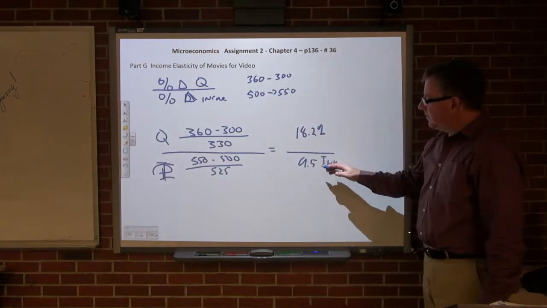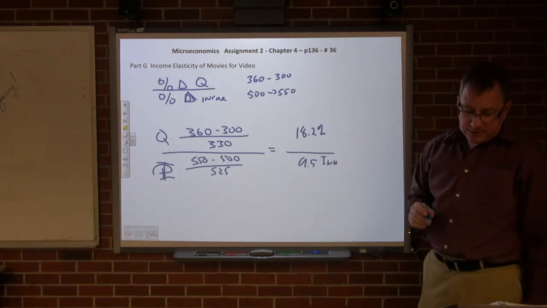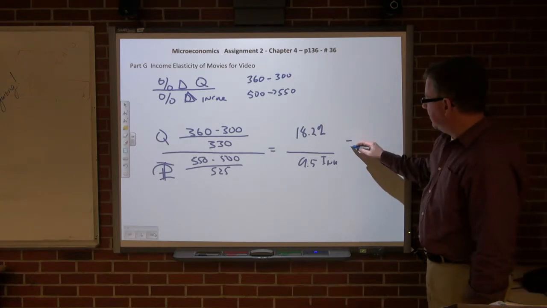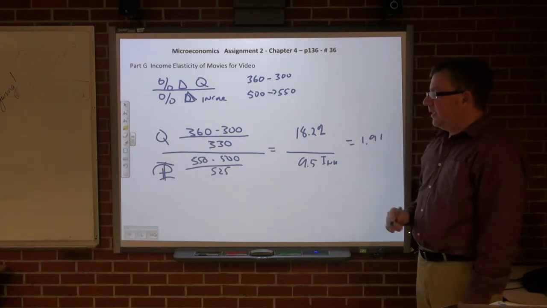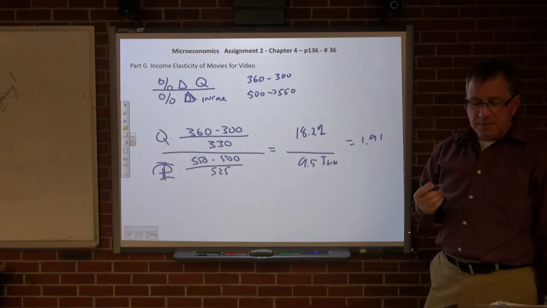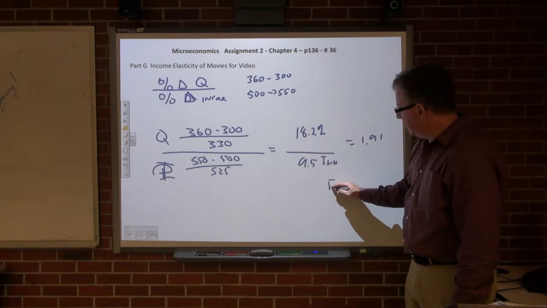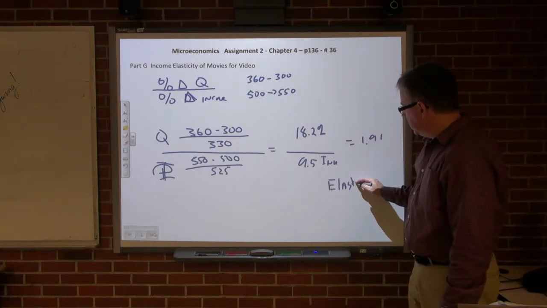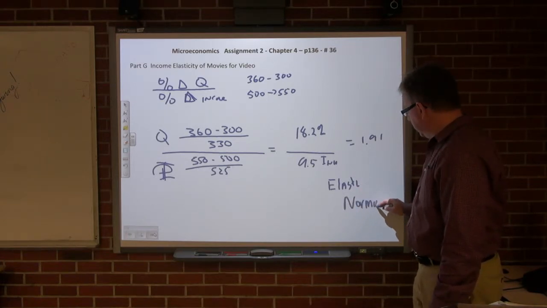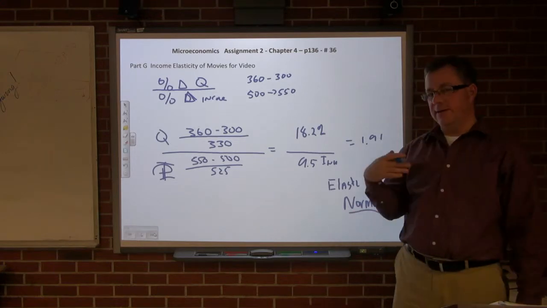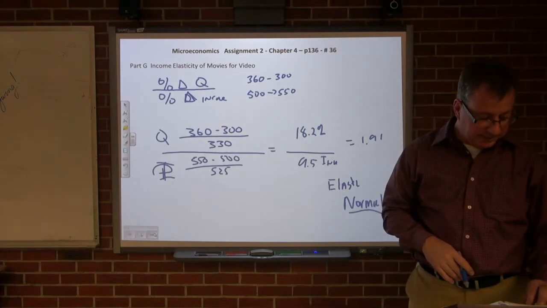So we had a relatively small change in income versus the quantity. So we must conclude from that it's a positive elasticity of the income, which means that we buy more of it. And when we buy more of it, we say that this is an elastic good, and it's what's called a normal good. And normal goods are goods we buy more of as we make more money. So movies are considered normal goods based on that analysis.